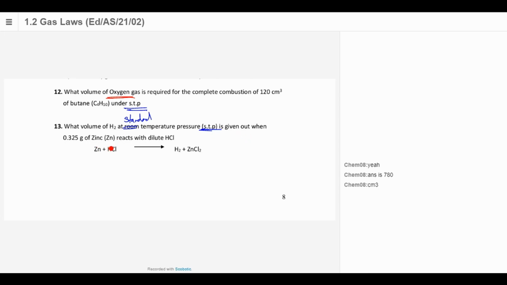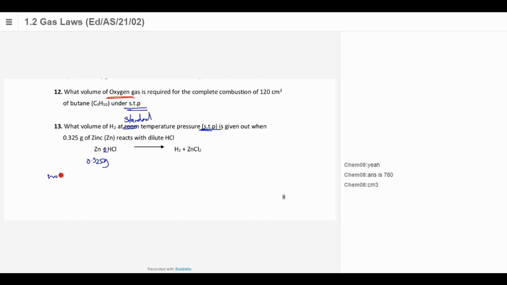First, you construct the balanced equation. Then from the mass of zinc, you can find the moles of zinc, which is the mass over the molar mass. The moles of zinc will be equal to the moles of hydrogen because the stoichiometry is 1:1. Once the moles of hydrogen is known, you multiply by the molar volume, which is 22,400 if you need the volume in cm³ or milliliters. If you need it in dm³, you multiply by 22.4 and get the answer in dm³ or liters.